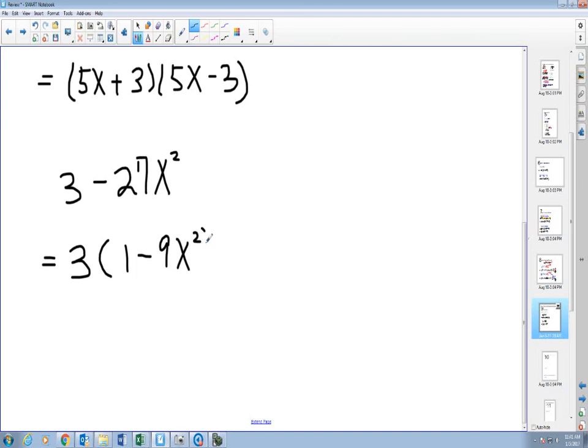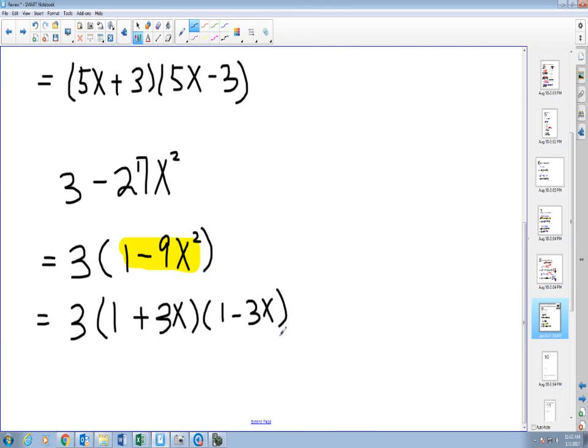And I have not factored completely because inside the parentheses, this is a difference of squares, because 1 is always perfectly squared. So that means I can factor again. What was my 1 before it was squared? Must still be 1. Plus, what was my 9x squared before it was squared? Got to be 3x. So that would be 1 plus 3x, 1 minus 3x.